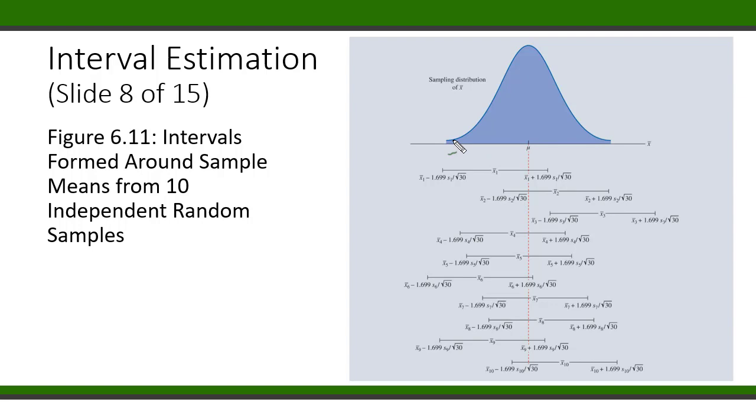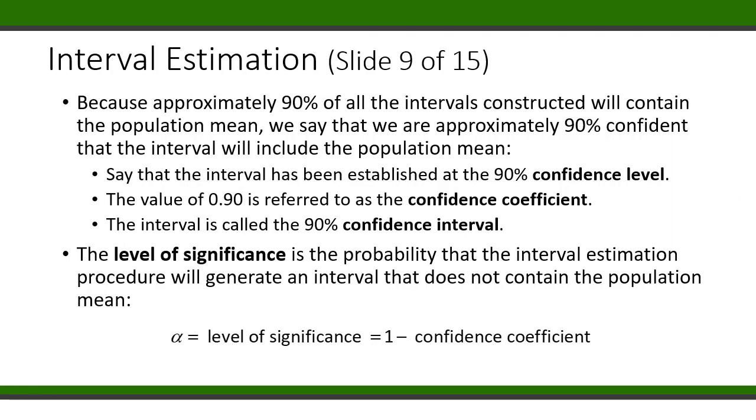You've got a little more tail out here, and in that tail, that's 5% here and 5% here, right? Because what's covered here is the 90%. That's what we calculated on. And so when you do that calculation, what you can then say about the population mean, so if we know that approximately 90% of all the intervals constructed will contain that population mean, we can say that we are approximately 90% confident that the interval will include the population mean.